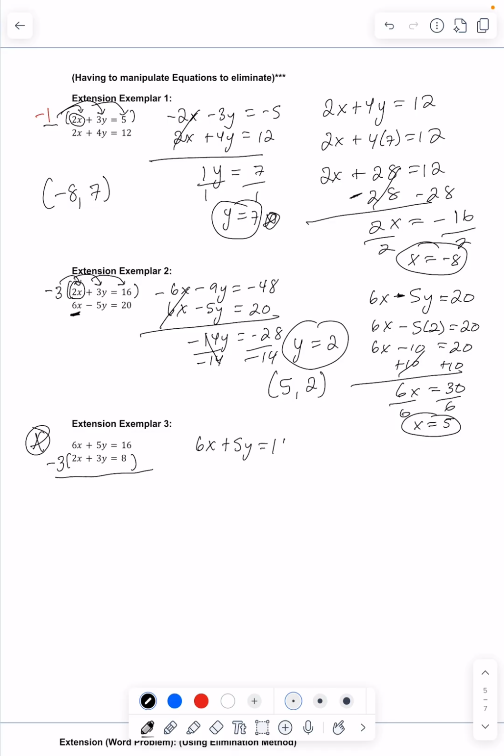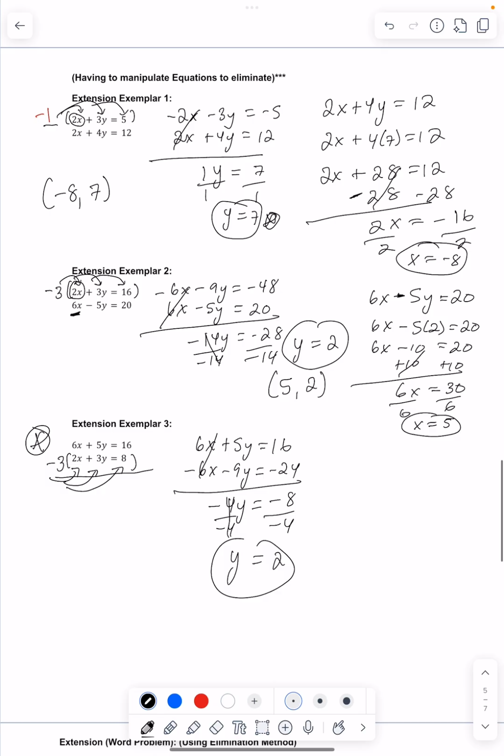And now the bottom one, right, distribute that. Negative 6x minus 9y is equal to negative 24. These cancel out. We get negative 4y is equal to negative 8. Divided by negative 4, we get y is equal to 2.